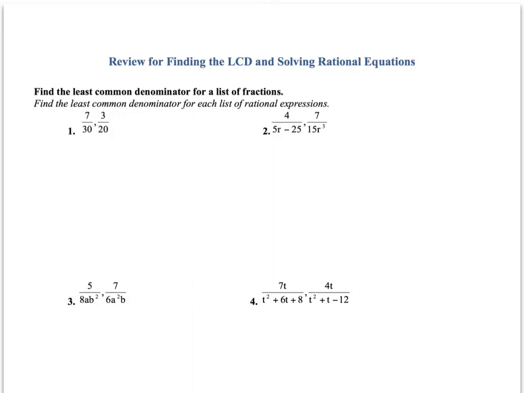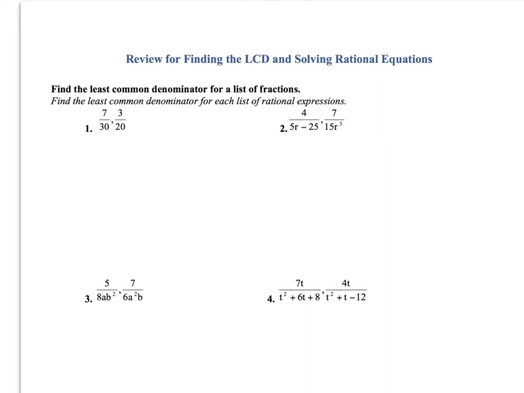Today we're going to review how to find the least common denominator and how to solve rational equations. Remember, the least common denominator is the smallest number that both denominators will divide into, not what divides into them, but what they can divide into. It has to be at least as large as your largest numbers.